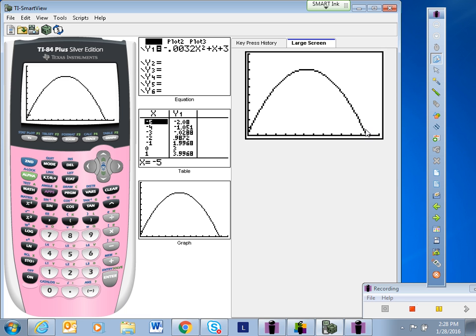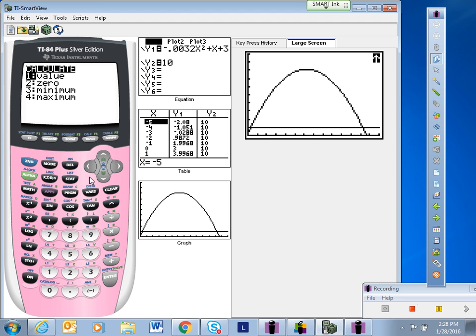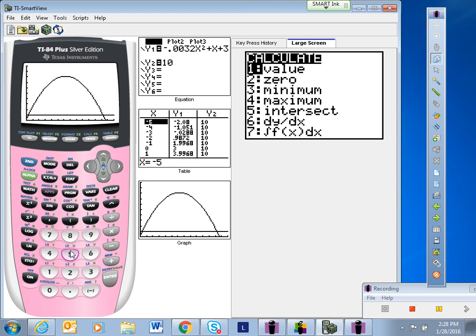What if you found out where they intersect? What do we want the x coordinate to be? That's right. So let's see what it is. Let's go second and calculate. Number 5 is an intersect.